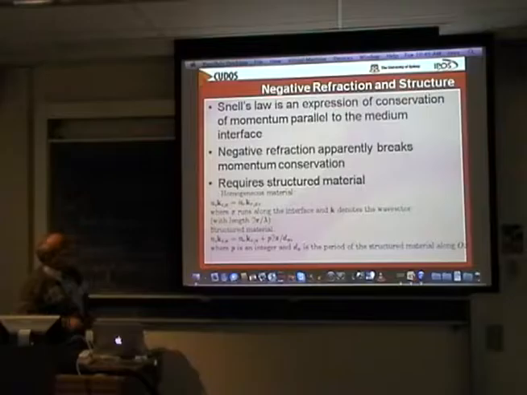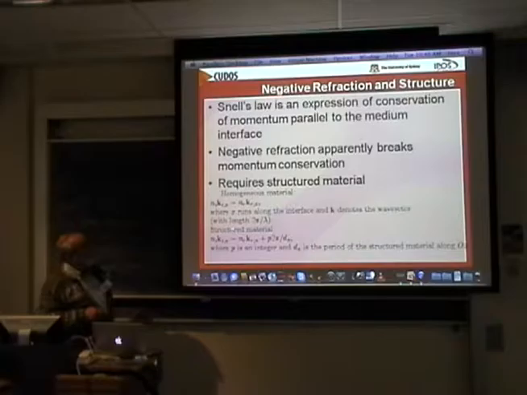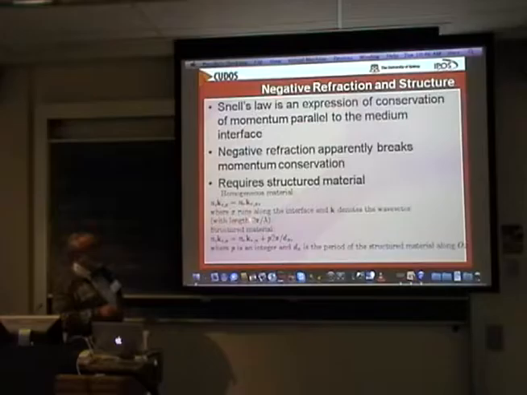So, negative refraction apparently breaks momentum conservation, and it's always achieved using structured materials. Putting that in mathematics, the incident ray in a material with a refractive index Ni, you can associate a wave vector K of the incident ray, and you take the x component of that. So Snell's law says Ni Kix equals Nr Krx, where K denotes a wave vector with 2 pi over lambda, and this lambda is a free space lambda, just to make the dependence on refractive index clear.